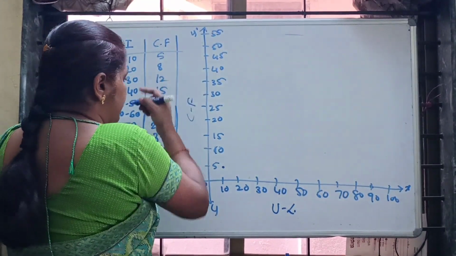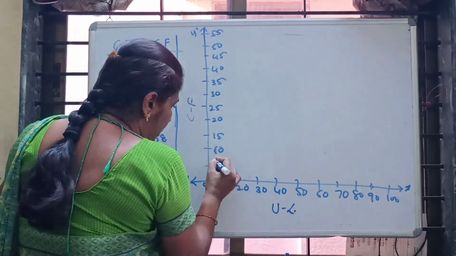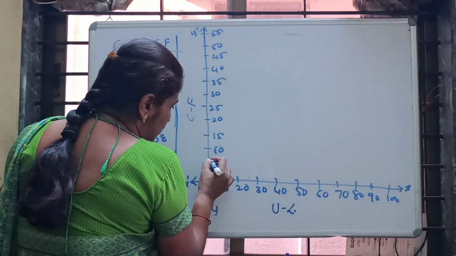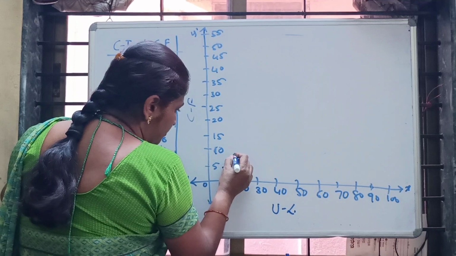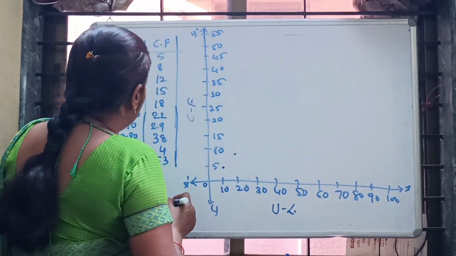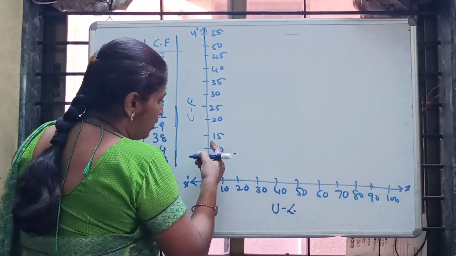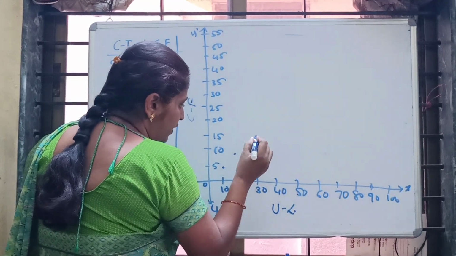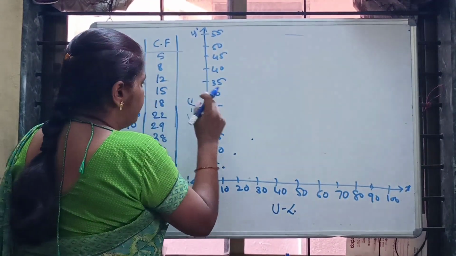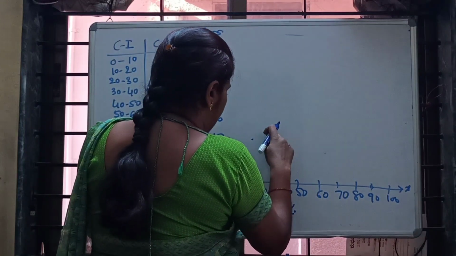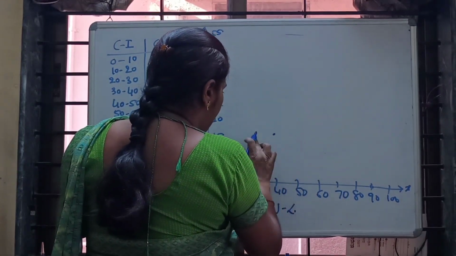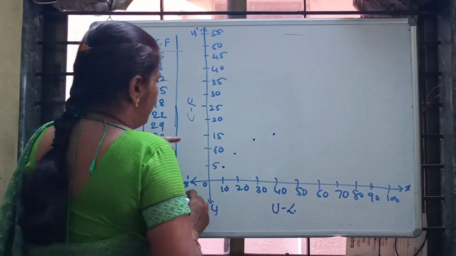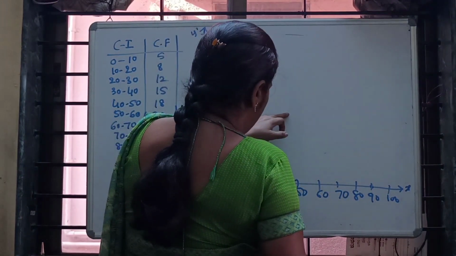For 20 it is 8. 8 means after 5, 2 lines is equal to 1 number, that is 2 cumulative frequencies. So here it comes, I am just marking that. For 30 it is 12, then the 4th line after that. Then for 40 it is 15, you will get it directly. It's a little low. Then for 60 it is 22, so here it comes.